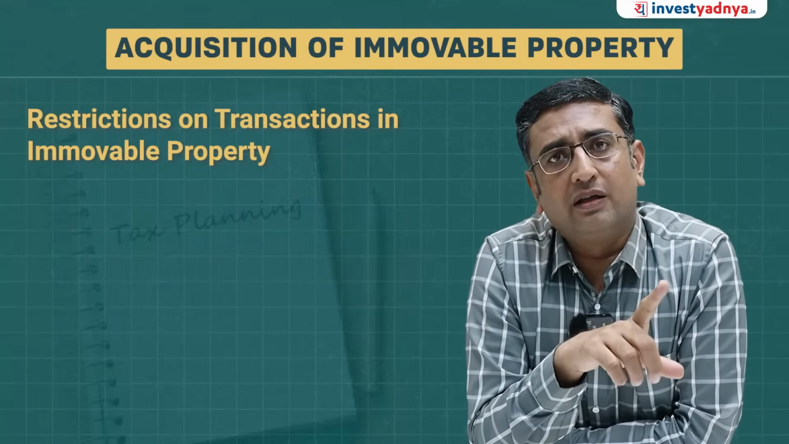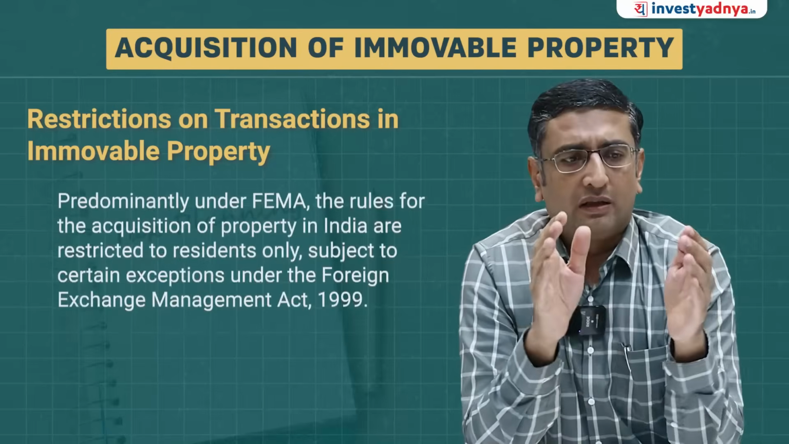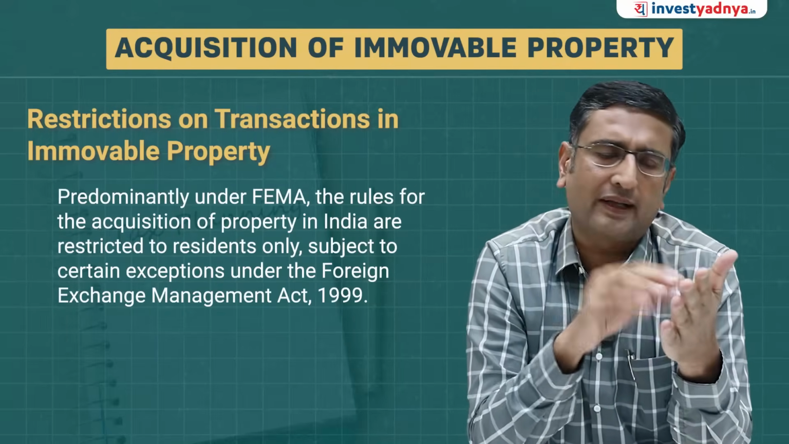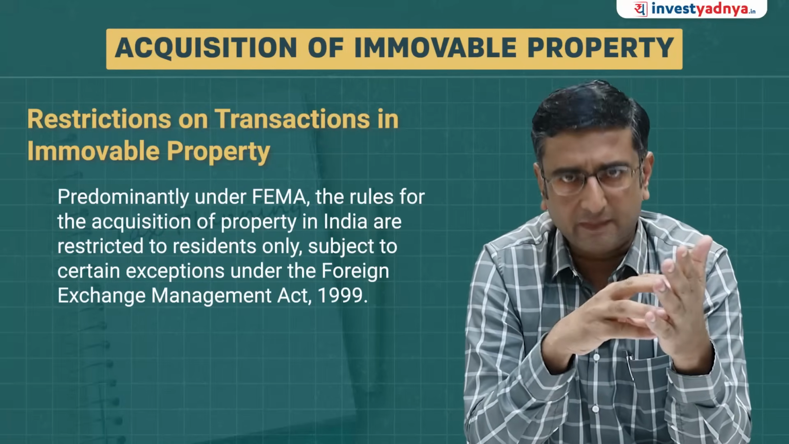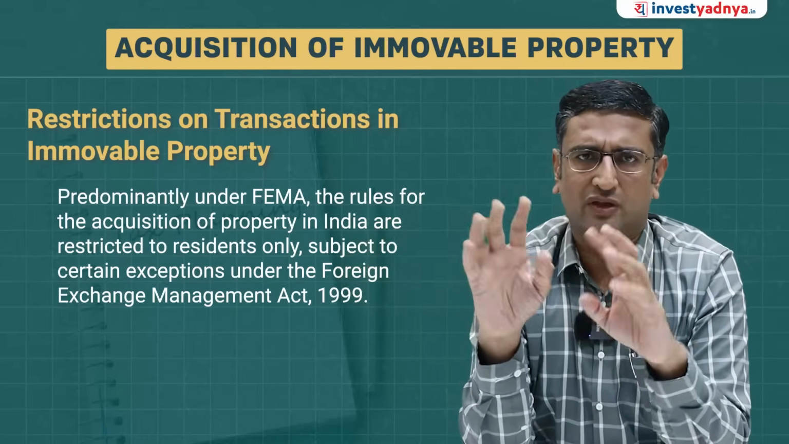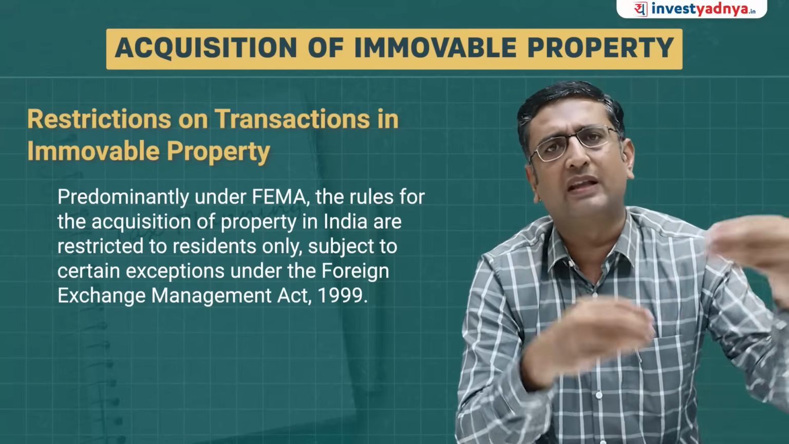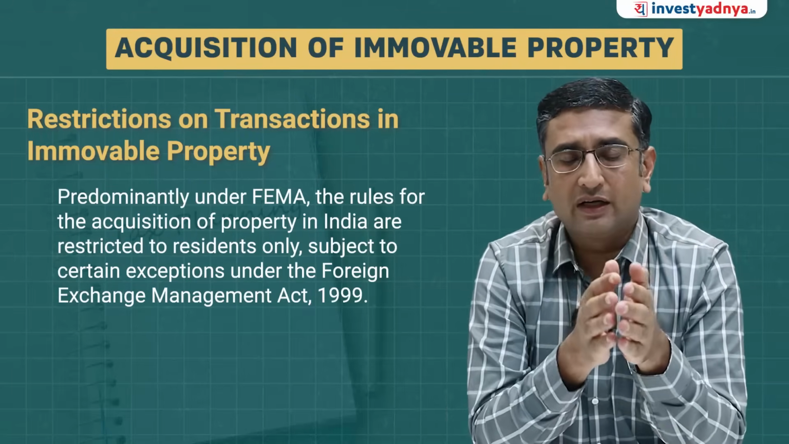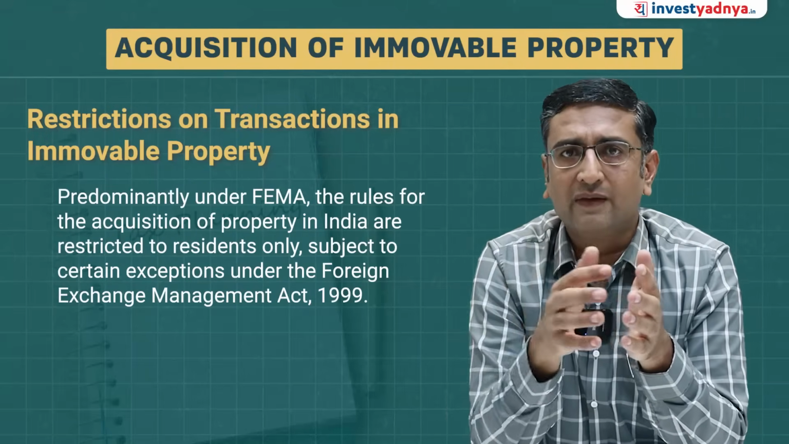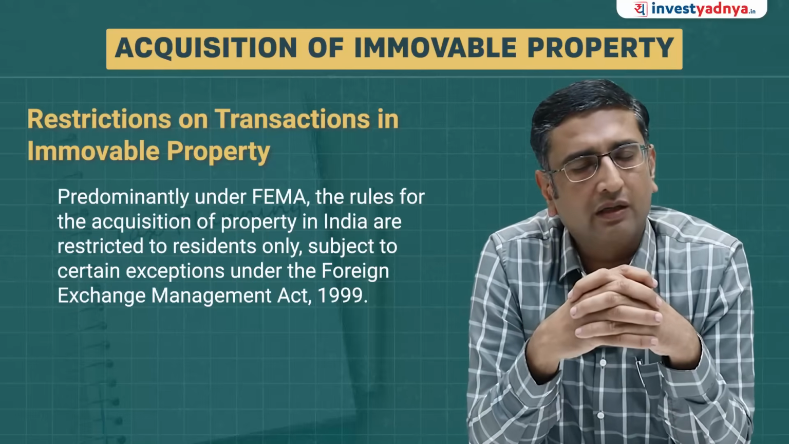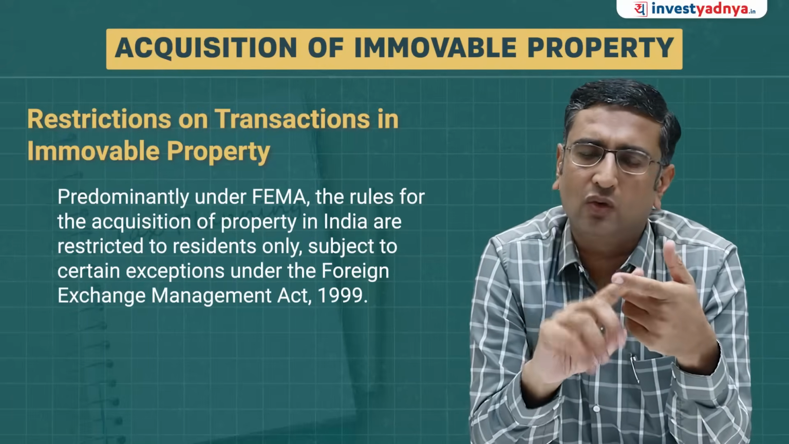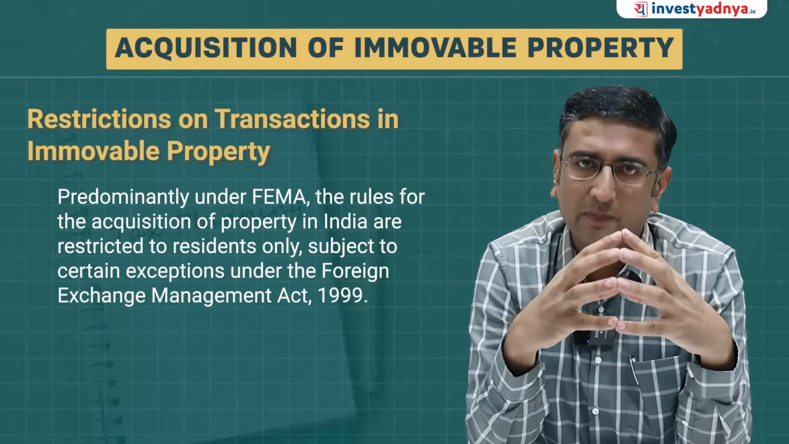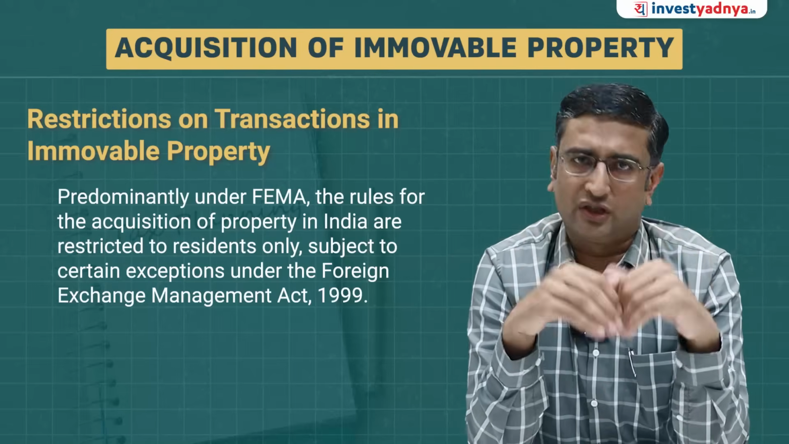Then what FEMA law says is that land or immovable property in India is allowed openly only to residents, except certain exceptions. Certain exceptions means when the NRIs, OCIs or foreign nationals can buy these properties. So there are leeways given to buy immovable property in India by NRIs and OCIs. OCIs and NRIs are allowed to buy immovable properties in India with certain restrictions.